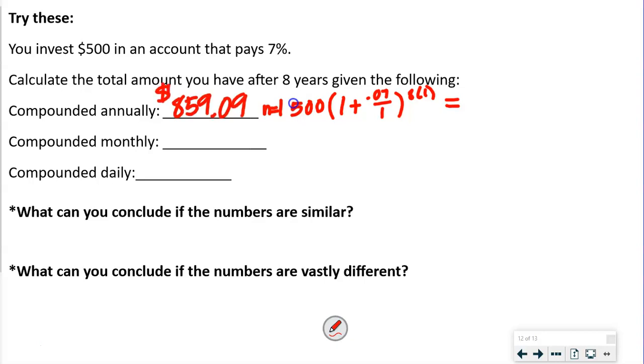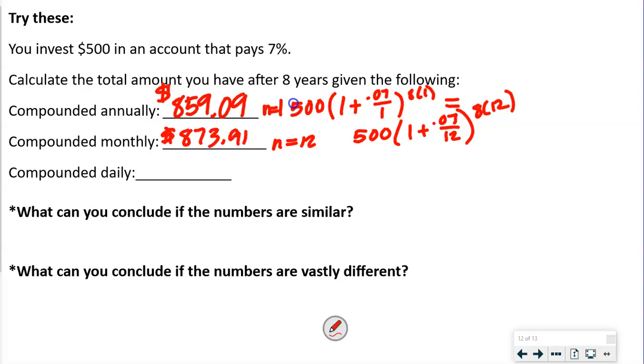$859.09. Now, when we do compounded monthly, n is going to be equal to 12. So we're going to do 500 times 1 plus 0.07 divided by 12. And then we're going to do 8 times 12 out here. Okay? When we do that, we're going to get $873.91.